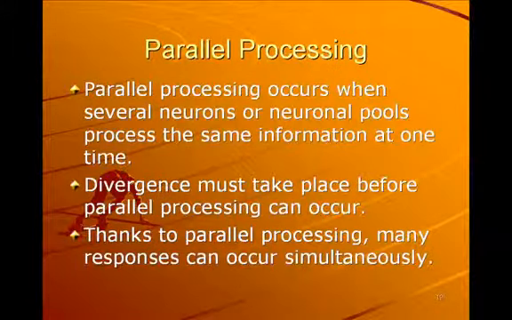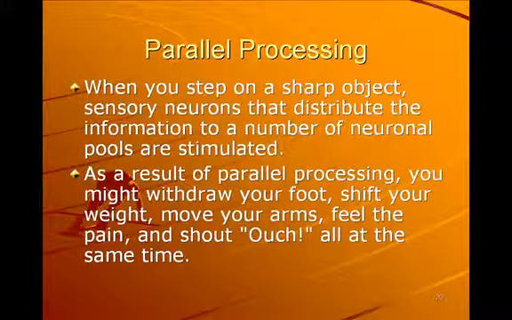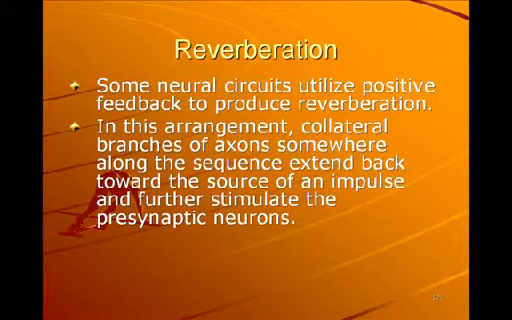Parallel processing occurs when several neurons or neuronal pools process the same information at one time. Divergence must take place before parallel processing can occur. Thanks to parallel processing, many responses can occur simultaneously. When you step on a sharp object, sensory neurons distribute information to a number of neuronal pools, and all of these are stimulated. So as a result of parallel processing, you might be able to withdraw your foot, shift your weight, move your arms, feel the pain, and shout ouch, all at the same time. This is because of parallel processing.